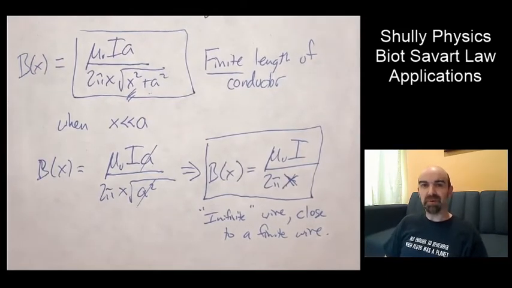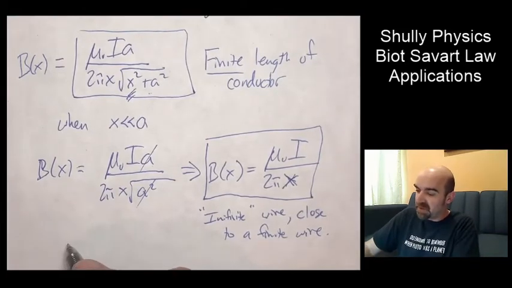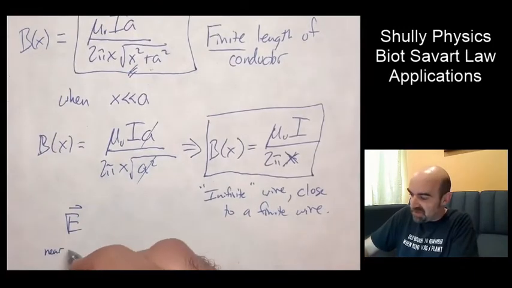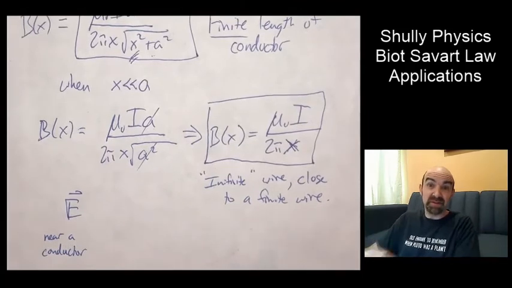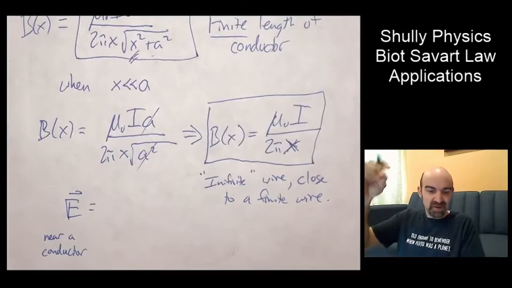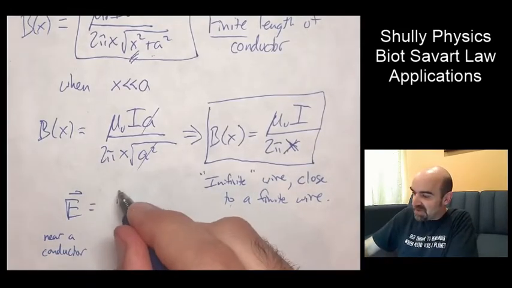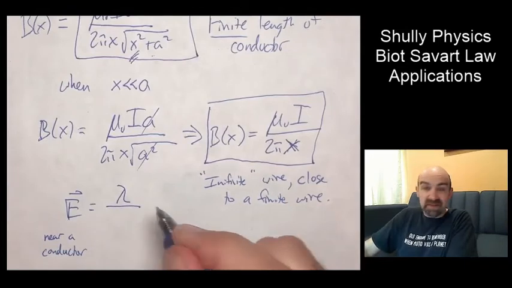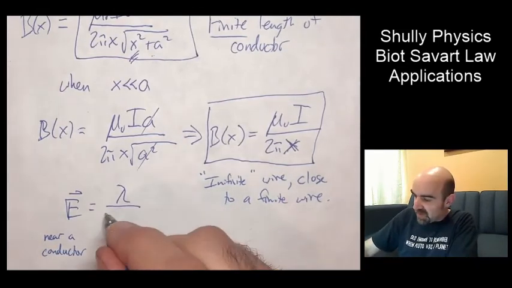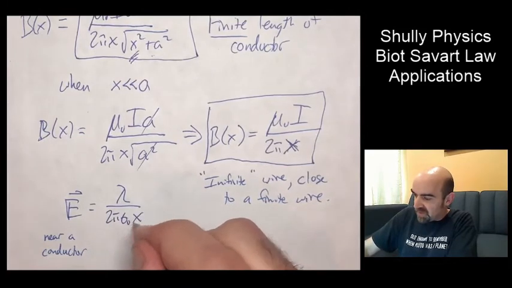And one other little point, I like looking for patterns and similarities. You might recall from our electric field calculations the electric field near a conductor, again where x is much less than the size A. What was that electric field along a length of a conductor? You might recall that it was the linear charge density lambda, the Q divided by the length, divided by 2 pi epsilon naught x.